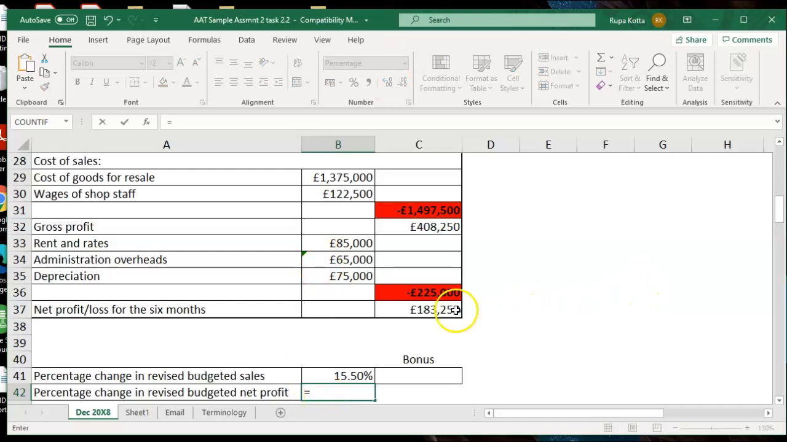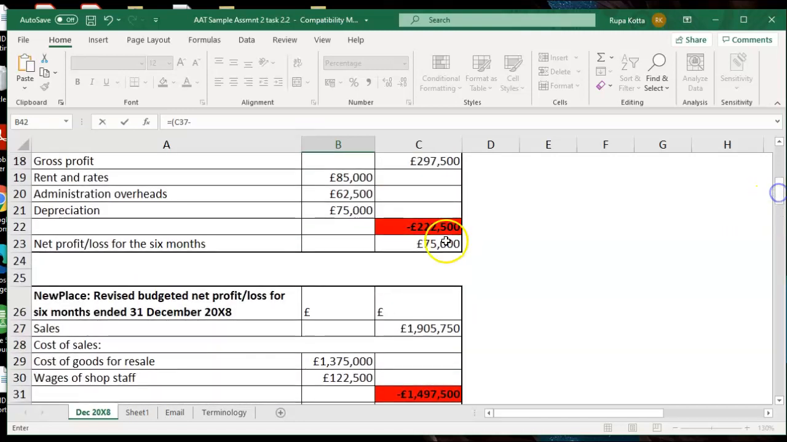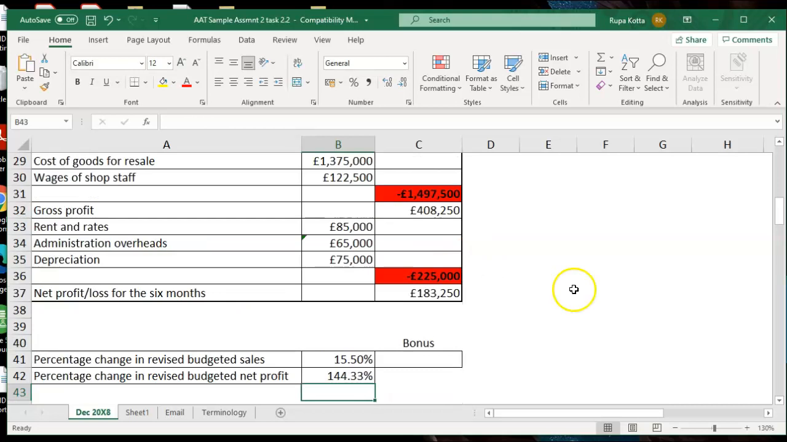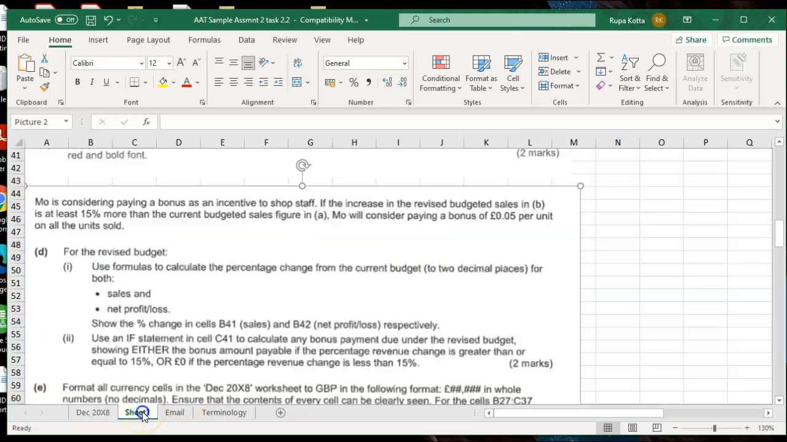Do the same for the profit also. Bigger number minus the smaller number divided by the smaller number. So sales have increased by 15% and revised budget has increased by 144%, which is quite high. Show the percentage change in sales and profit.